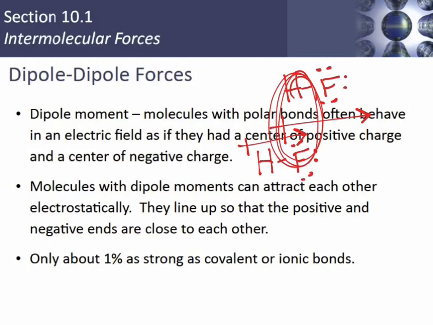Okay? So dipole-dipole is in polar bonds. A hydrogen bond is in a polar molecule. Dipole-dipole is in a polar molecule. Now, polar molecules, of course, do have the LDFs, but we are more focused on the dipole-dipole. Questions?